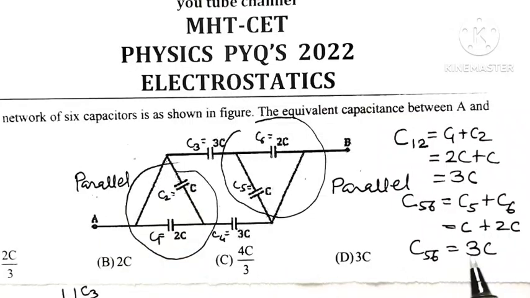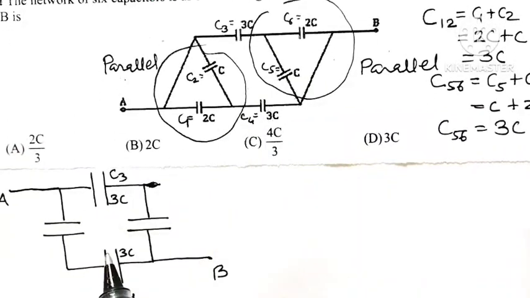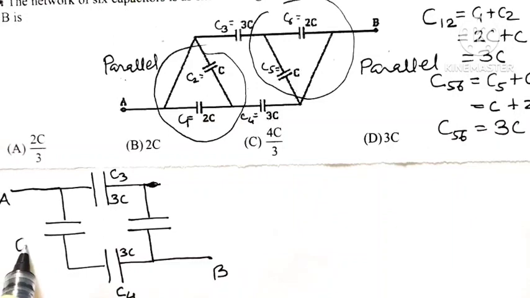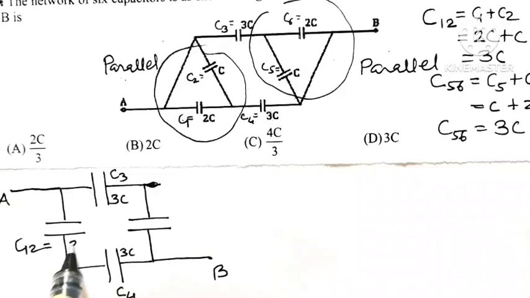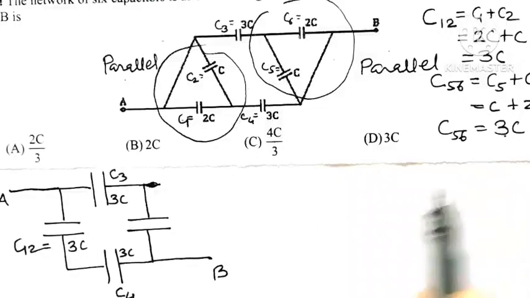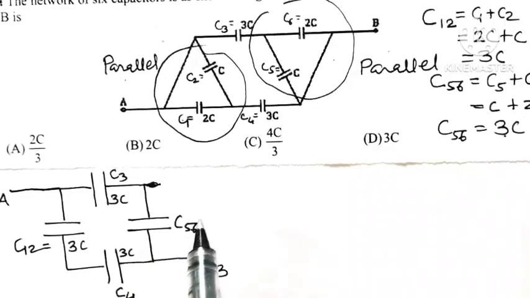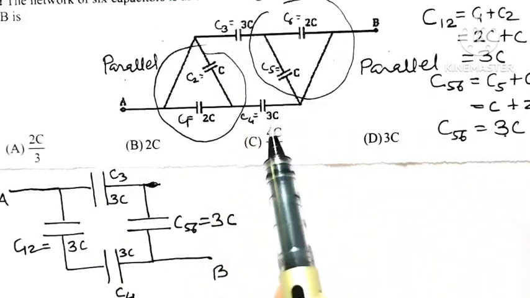This pair is replaced by a single capacitor of value 3C, and C3 and C4 remain as they are, 3C and 3C. So see here, the same circuit can be redrawn like this. Here is the replacement of capacitors 1 and 2, a single capacitor of value 3C. Capacitors 5 and 6, their effective capacitance is C56 equal to 3C. And here C3 and C4 remain as they are, 3C and 3C.